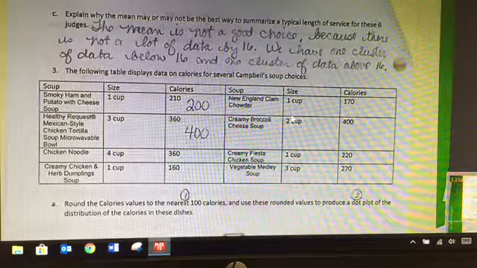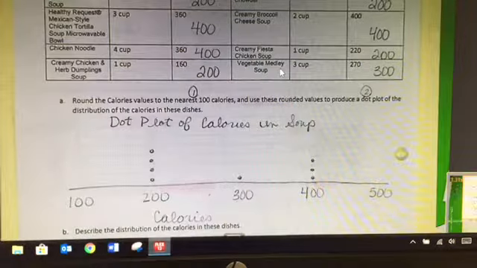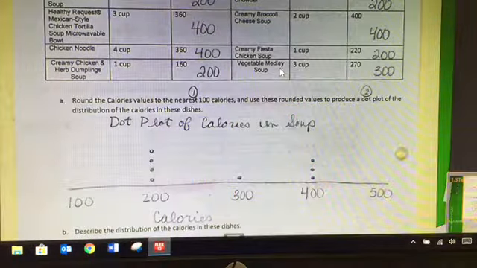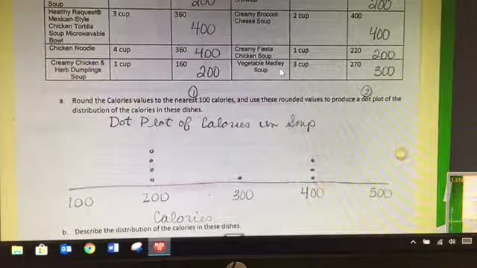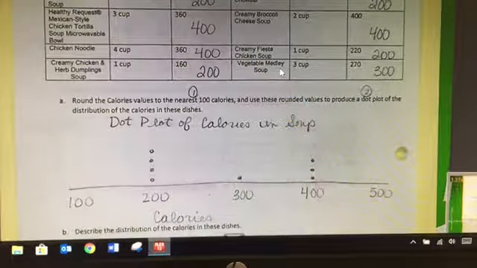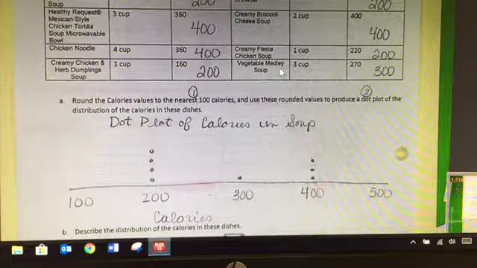So go ahead and continue doing the rest. So first of all, for your rounding, you should have 400 for chicken noodle, 200 for creamy chicken, 200 for clam chowder, 400 for broccoli cheese soup, 200 for fiesta chicken, and 300 for vegetable melody.